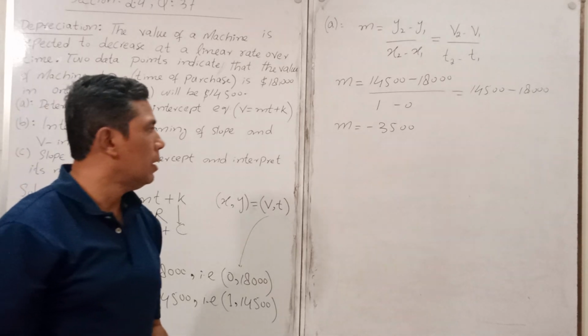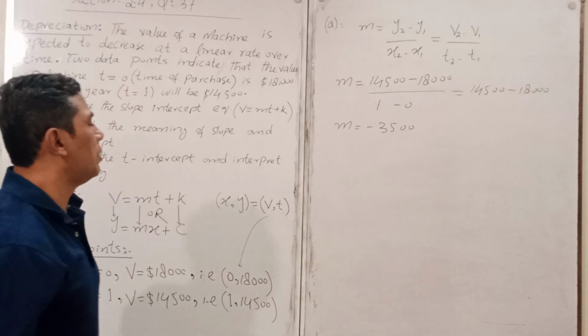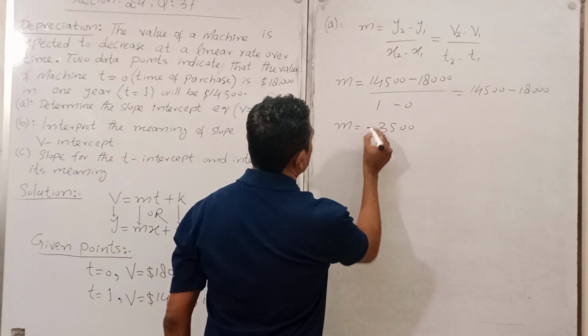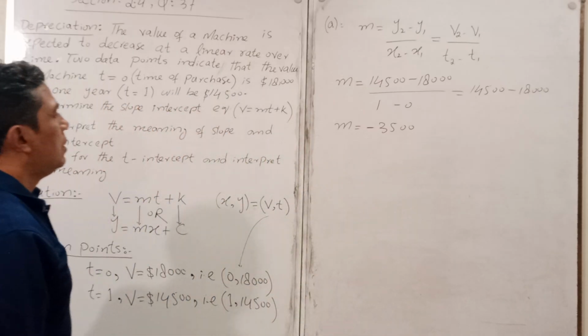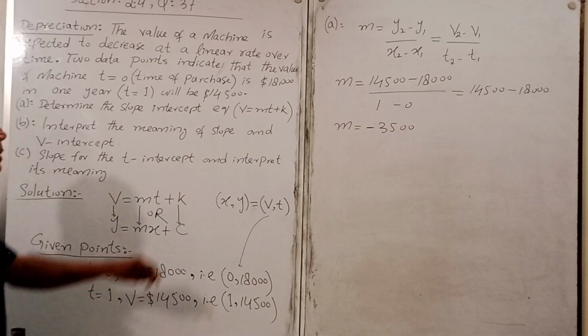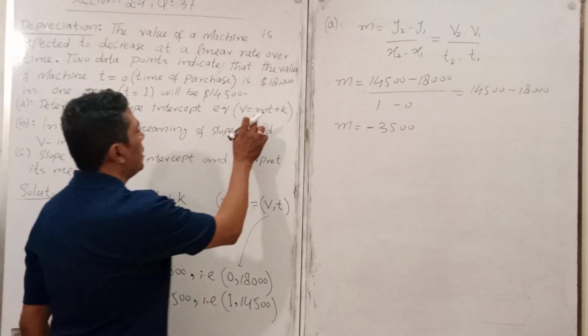Yes. Okay. Minus $3,500. Yes. Okay, this is your slope. What about your intercept value? And you can write this equation here.